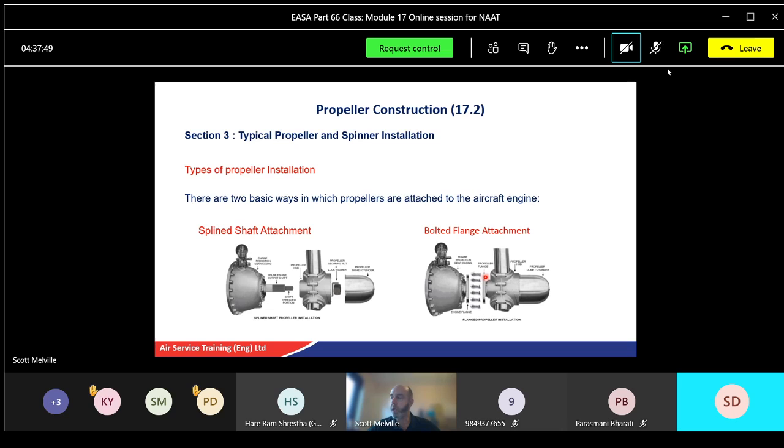So basically two mating flanges with several bolts located together. Now back at AST, we've got a Jetstream aircraft, and that's the way the propeller's mounted to the aircraft engine. We get the students to take the propeller assembly off, do a few checks on it, and then put this propeller assembly back on as part of the practical tasks. Unfortunately, I can't give you guys that to do, but I'm sure you'll get a chance of that at some point. So it's the two main types, spline and simple bolted flange attachment.